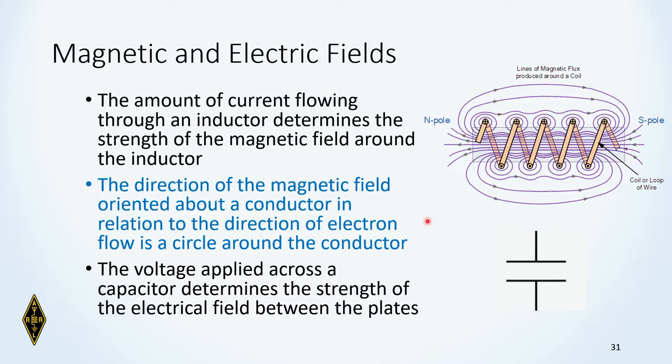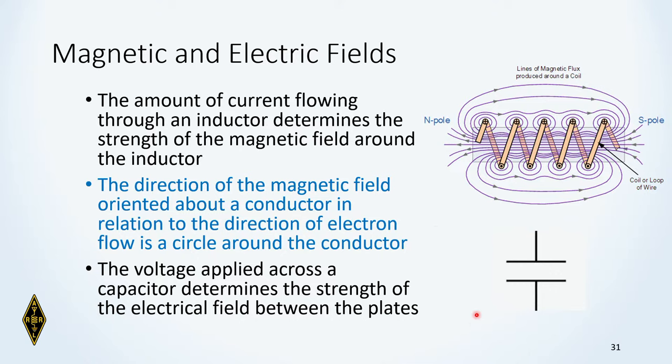The direction of the magnetic field oriented about a conductor in relation to the direction of electron flow is a circle around the conductor. Now, some of you in past electronics classes or physics classes may have heard of the left-hand rule, the right-hand rule, and all of that crazy stuff. That used to actually be in the pool, but they took it out. They made it easier for us. They just want us to know that the field will be oriented about the conductor as a circle.